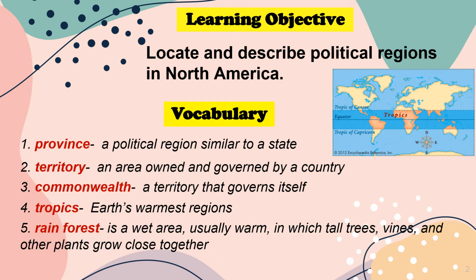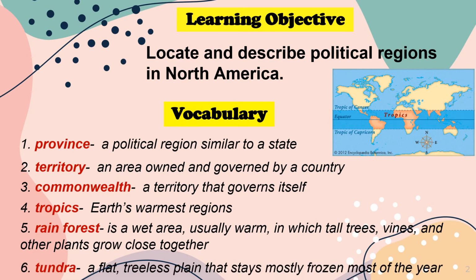Okay, at number 5, we have rainforest. It is a wet area, usually warm, in which tall trees, vines, and other plants grow close together. And the last one, we have tundra. It is a flat, treeless plain that stays mostly frozen most of the year. So it has harsh conditions that make it hard for plants and animals alike to survive. All right, so again, we have the words province, territory, commonwealth, tropics, rainforest, and tundra.